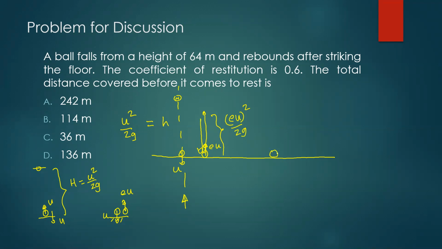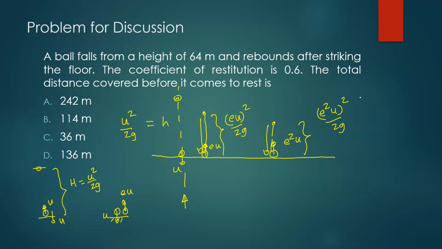So again, after that, it will become what? E times eu. So it will be e square u, and then it will go to some height. So this height will be e square u whole square by 2g, and then again come back, and it keeps on moving. Finally, because the coefficient of restitution is between 0 and 1, it is going to finally stop.